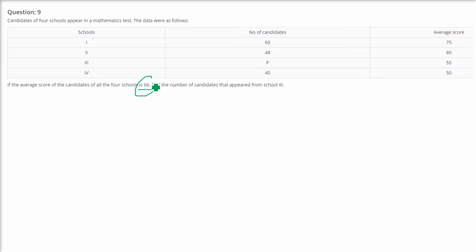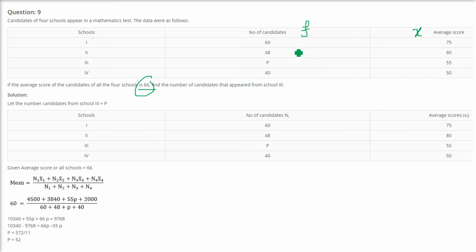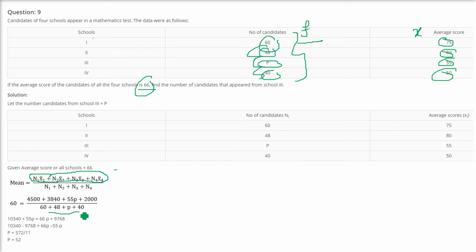So the total average is given. The number of students is this, so this is frequency. Average score is also given, that is, we can assume it to be x. So what we will do here is multiply 60 into 75, and then 48 into 80, p into 55, 40 into 50, and then we add them. This numerator is nothing but what I showed you, we are multiplying and we are adding. Then we add the number of students, that is sigma f, that is 60 plus 48 plus p plus 40, and this is equal to 66, which is given in the question. Now we solve for p and p will be 52.